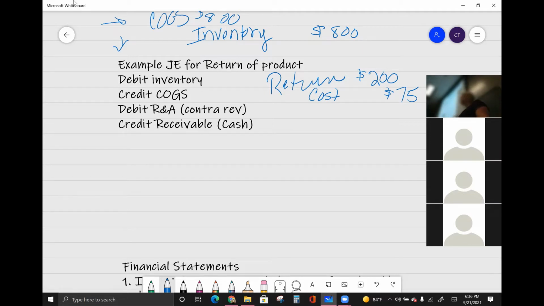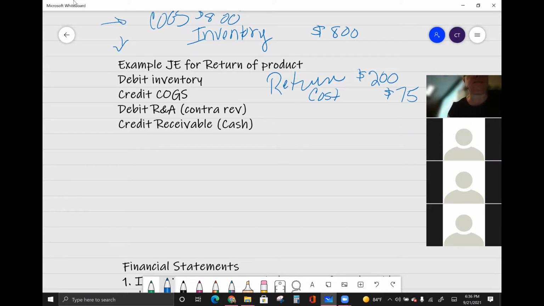So I have to get that back on the books. Well, I also have to reduce my revenue, right? Because I no longer have a sale for that. And I also need to get that cost off the books because I didn't sell it, and get my inventory back on the books because now I have product coming back.